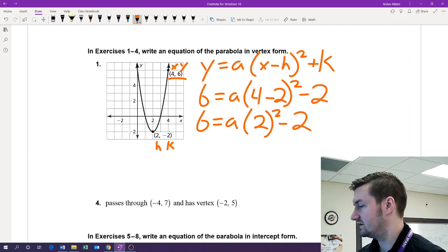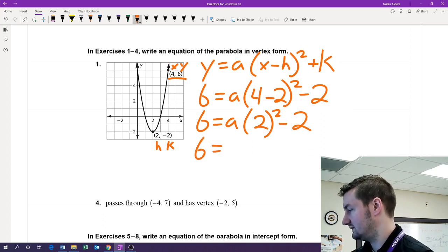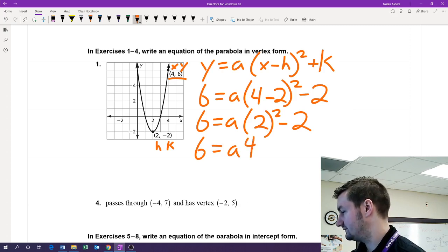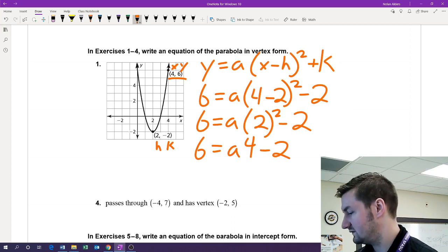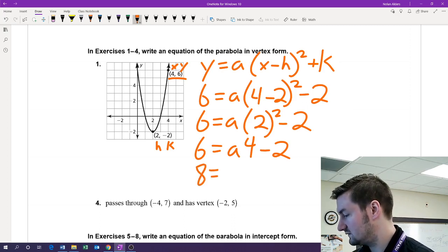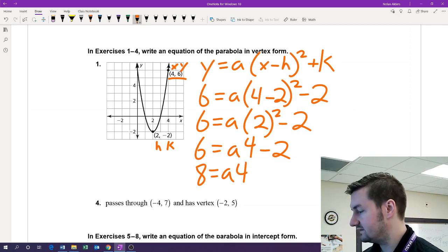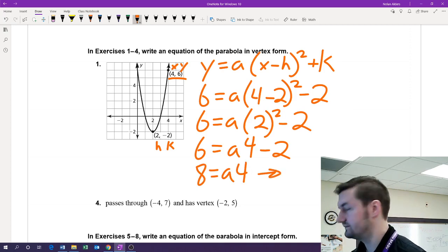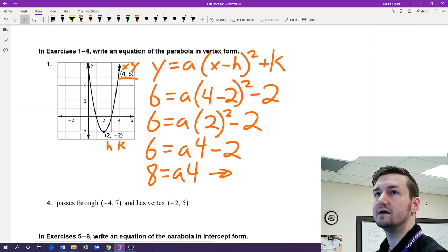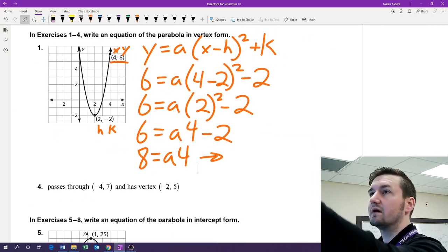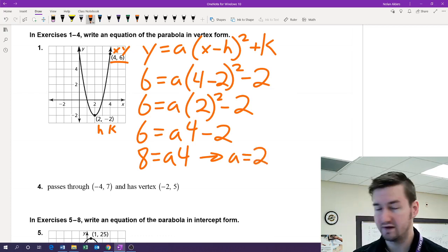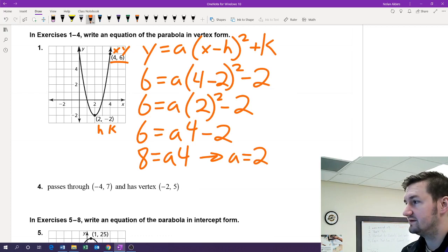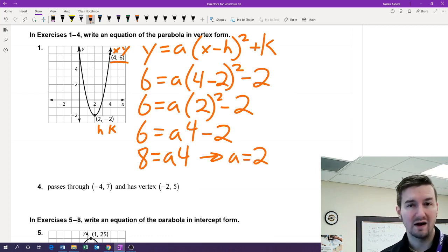All right, we can go ahead and square the 2. So we'll have 6 equals a times 4 minus 2. We can add the 2 to the left side. So we'll have 8 equals a times 4. And then we can divide by 4, and that will give us a equals 2. All right, so now once we know what a is, then we can write our equation.